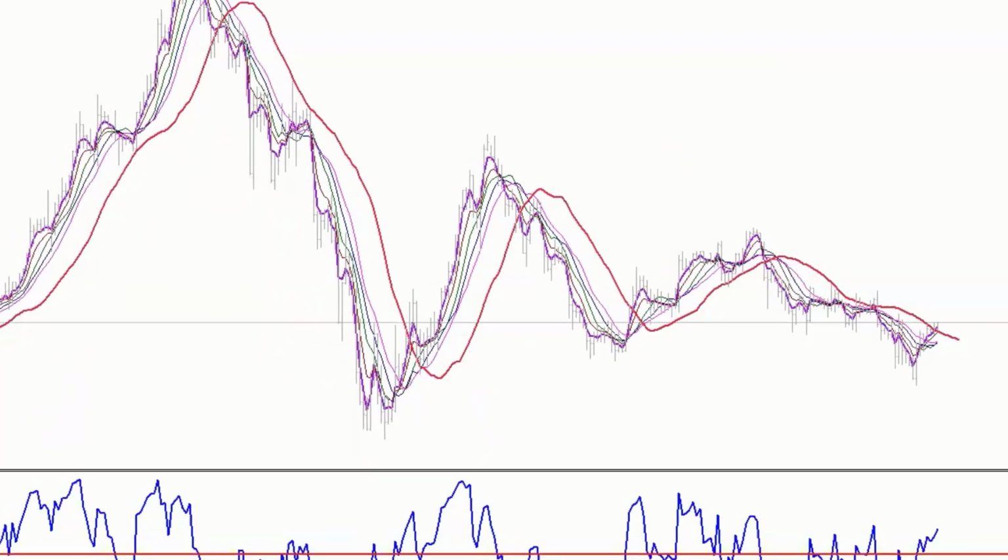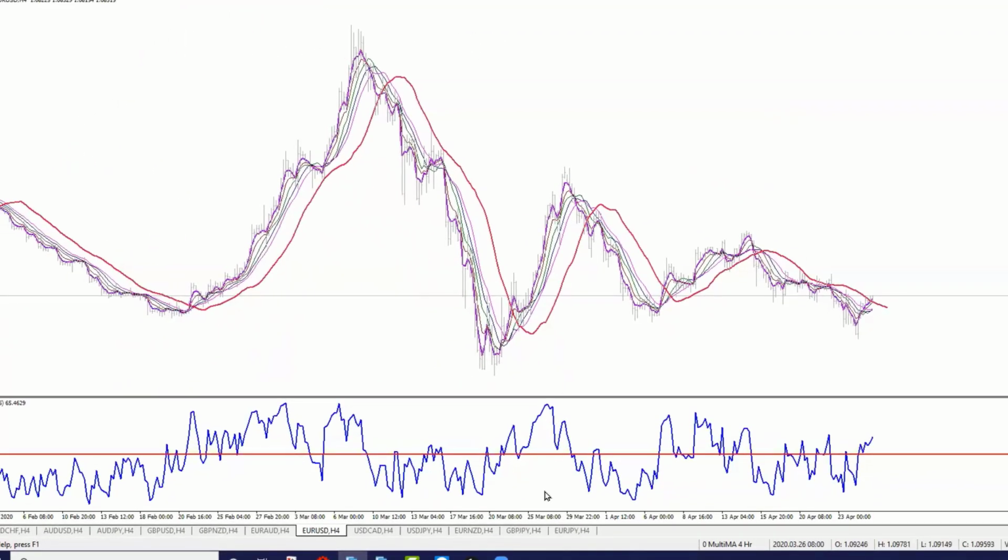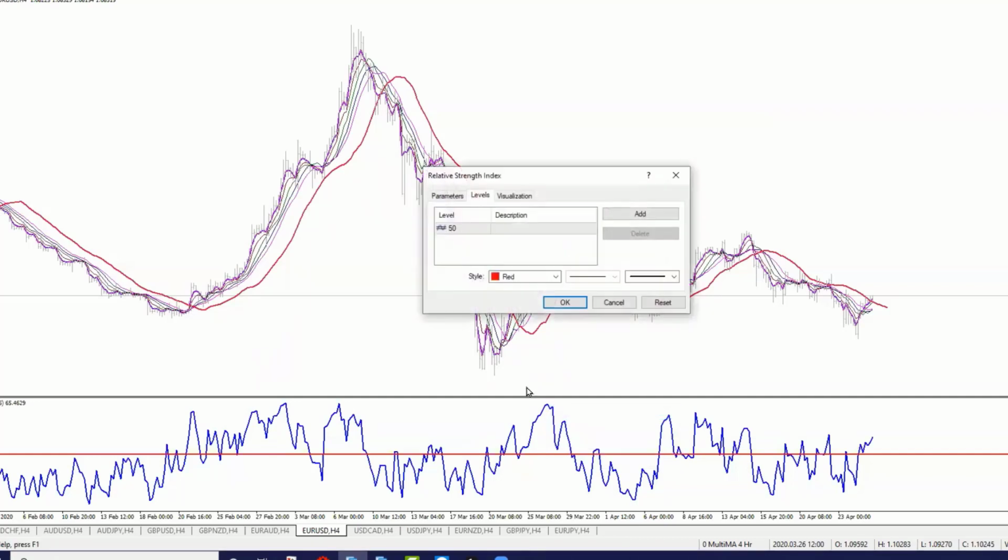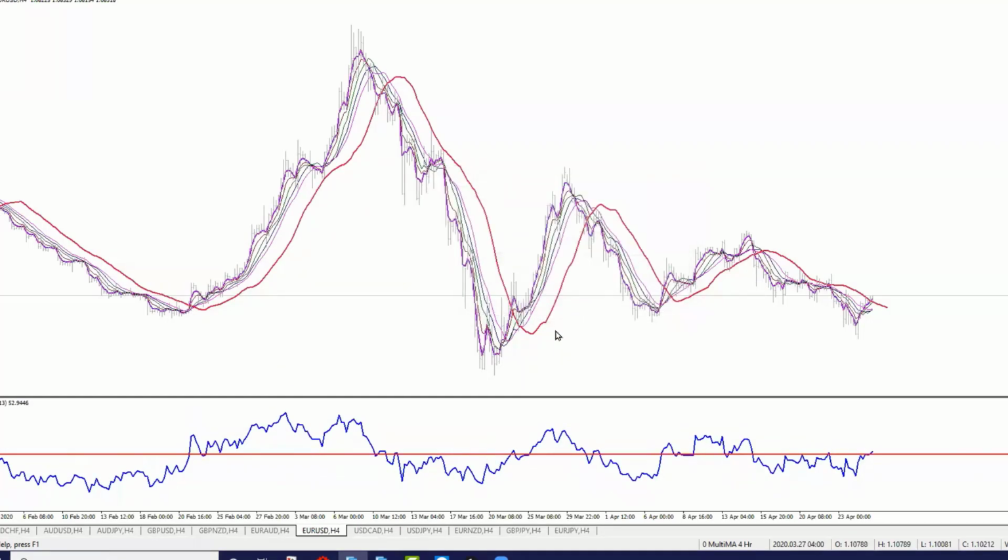Excuse me. And then what we're going to do with the RSI, because we're looking for major trend reversals, we might slow it down quite a lot. Let's go to the default, I think, which is 13.